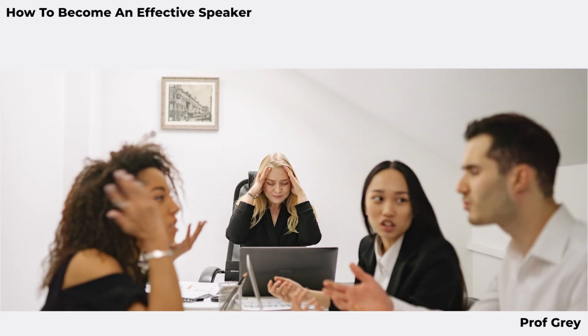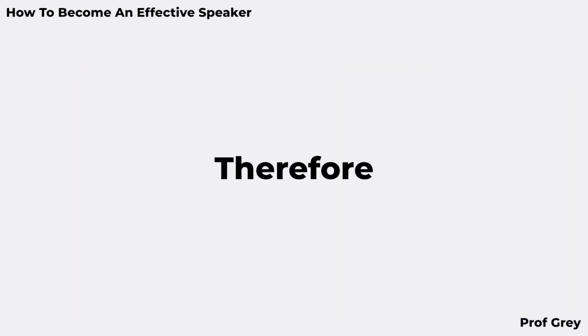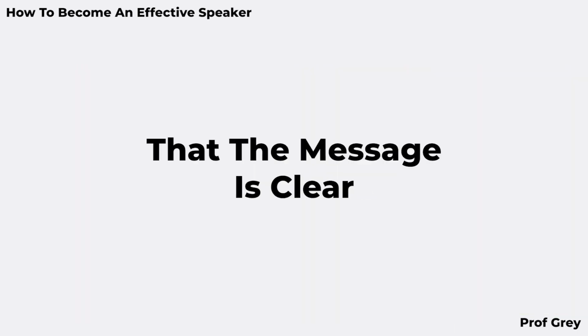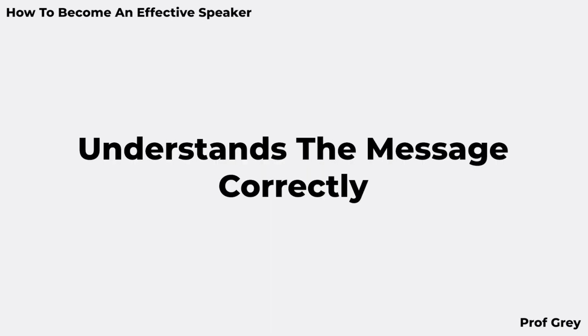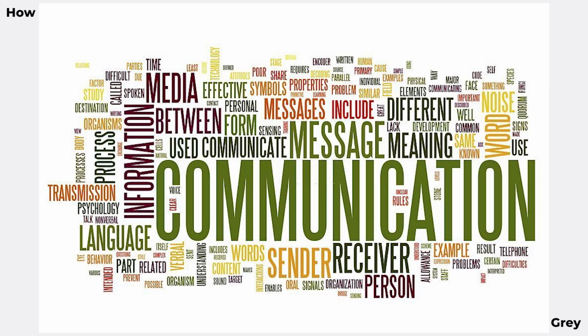Fun fact, on an average, we human beings speak about 7,000 words to about 20,000 words in a single day. Now, for this process of communication to happen effectively, it is required that each of these steps is executed successfully. Miscommunication can occur at any step in the process, resulting in misunderstandings, confusion, or even conflict. Therefore, it is important to ensure that the message is clear, the channel is appropriate, and the receiver understands the message correctly.